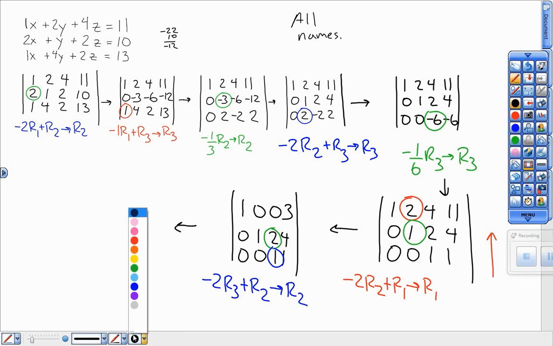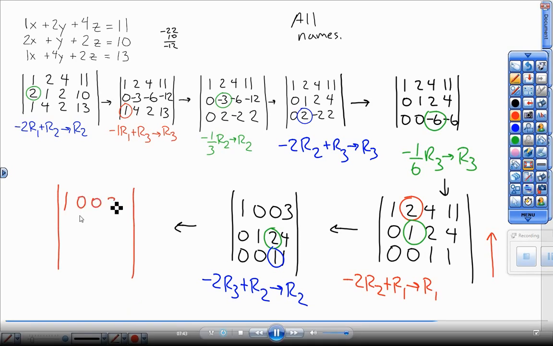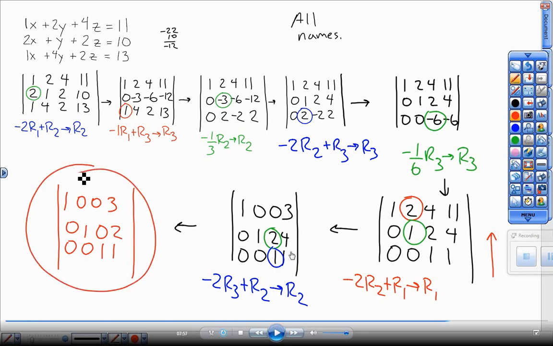All right, last part. 1, 0, 0, 3, x equals 3. 0, 0, 1, 1, z equals 1, but my middle row, negative 2 times 0 is 0, plus 0 is 0. Negative 2 times 0 is 0, plus 1 stays 1. That's what I want. Now the changing. Negative 2 times 2 is negative 2, plus 2, 0. Negative 2 times 1 is negative 2, plus that 4 gives me positive 2. Those are my answers.